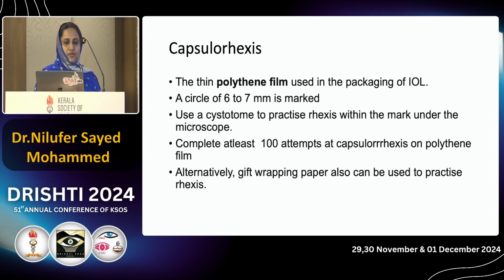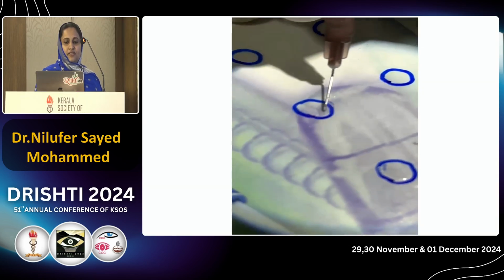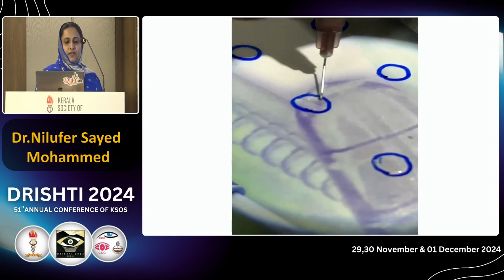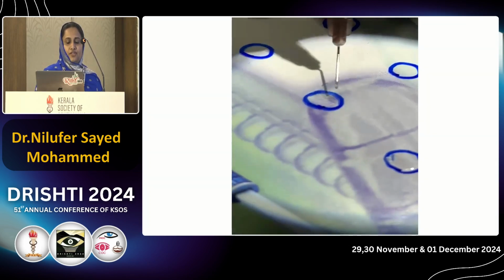Moving on to capsulorhexis, we can use thin polythene film that comes with the packaging of IOL. We mark circles of 6 to 7 millimeters, and the trainee uses a cystitome to practice rhexis within the mark under the microscope. At least 100 attempts of capsulorhexis should be done like this. Alternatively, you can use gift wrapping paper to practice rhexis. Here she is using polythene film that comes with the packaging of IOL.